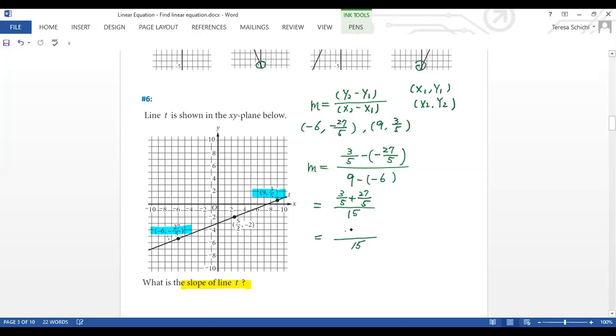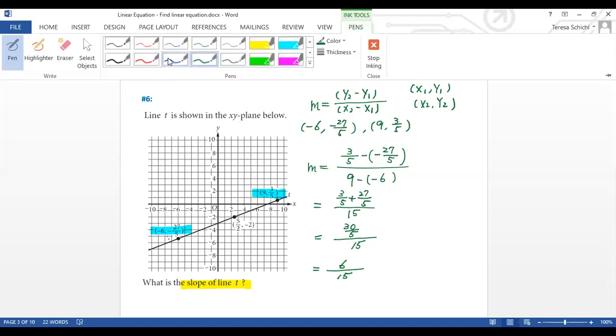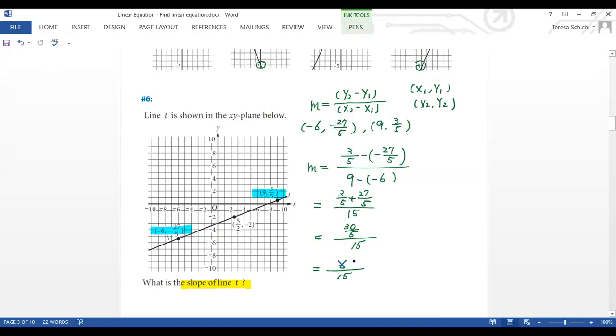So this is 15 on the bottom, and this is 5 on top. What is 3 plus 27? 30. Oh, wow. 30 divided by 5 is 6, right? You still have 15. Now I can simplify this a little bit by dividing by 3. So this is 2, and this is 5, right? So now my final answer here is 2/5. Of course, like I mentioned, if you choose the other 2 points, you will get the same answer. It's just probably the fraction operations harder.